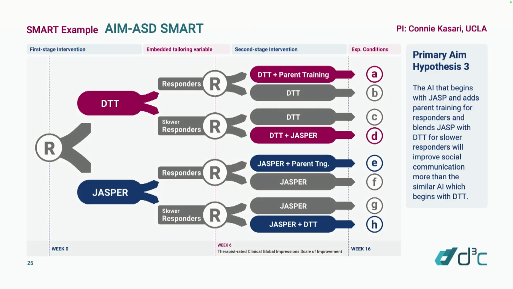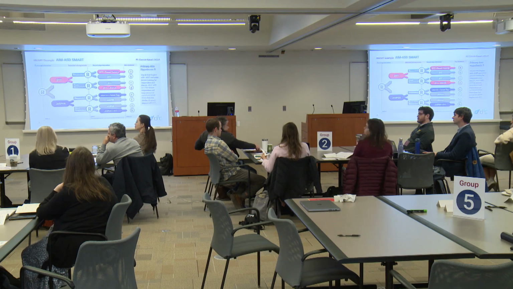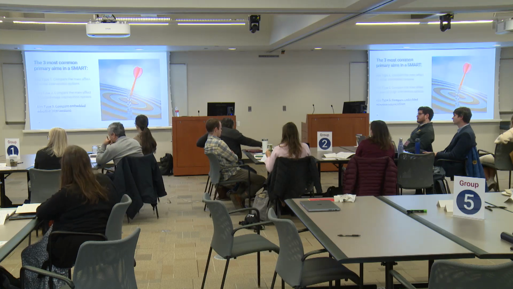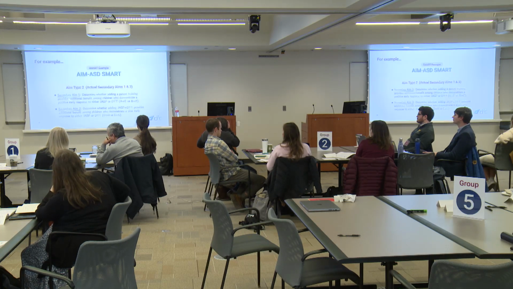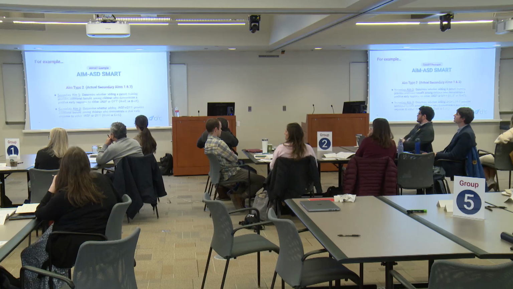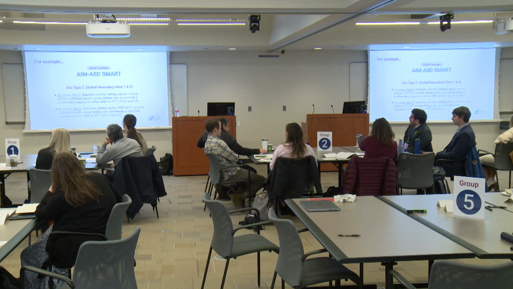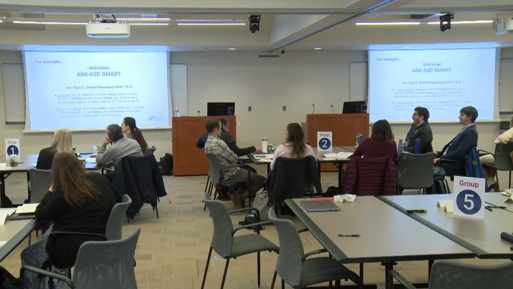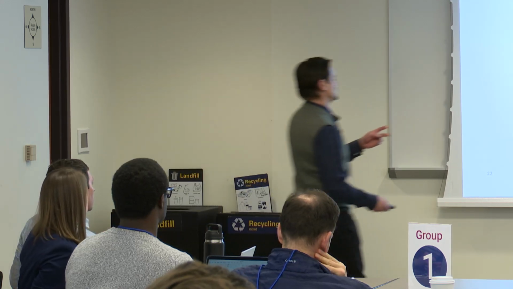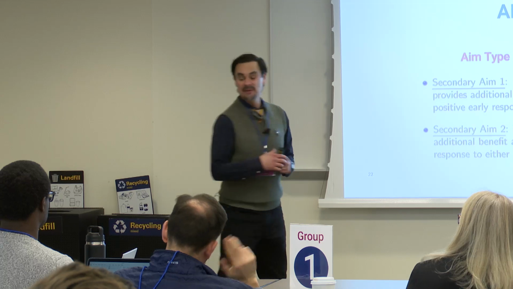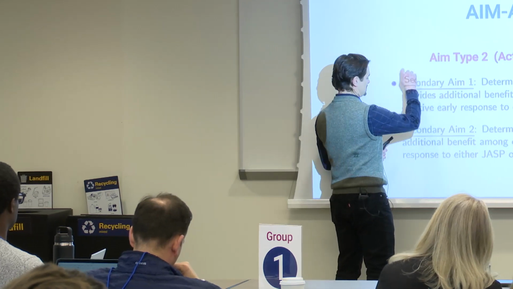So if your main primary question is the comparison of the second stage intervention, to determine whether adding parent training among responders is useful, or the other one, to determine whether blending among non-responders is useful, how do you get that to be your primary aim, to justify getting to that point within the intervention? You justify it just like this. You're going to see different ways to language it, but if that was your primary aim, it wouldn't say secondary aim, it would say primary aim.